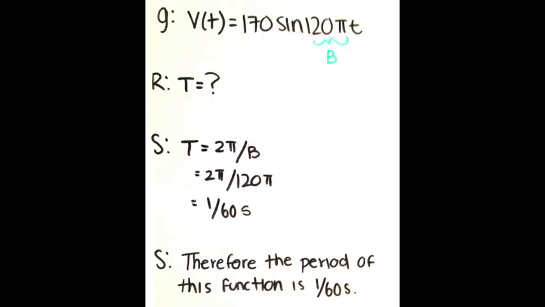Next, we're solving for period. Remember your steps. We're given V(t) = 170 sin(120πt). 120π just happens to be the b value, which is needed in the equation T = 2π/b, which leads us to 1/60 seconds. Therefore, the period of this function is 1/60 seconds.